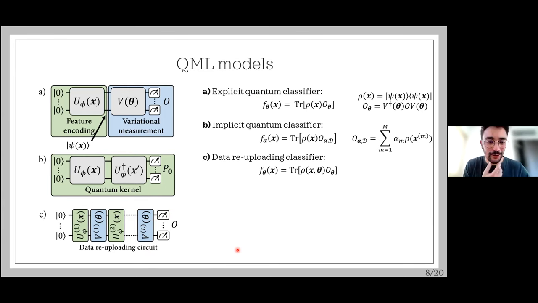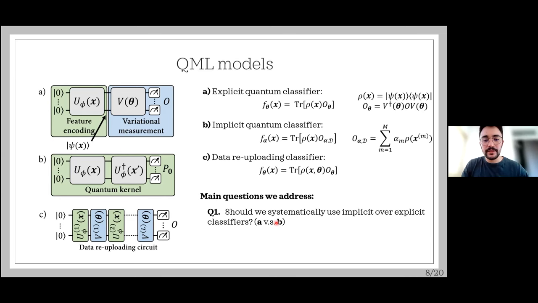But now I will come finally to the questions that I will be addressing in this work. The first question that we ask is, with respect to this representer theorem and what we saw about kernel methods before, should we systematically use implicit models over explicit models? With the representer theorem, we know that they can achieve better empirical loss. So why would you consider explicit models to start with?